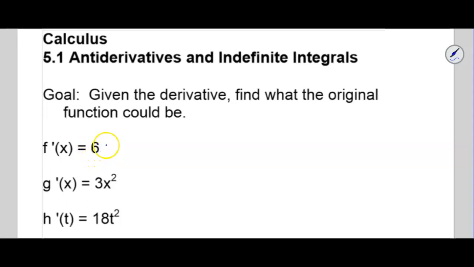If it's a constant, then you add x. So this right here, the original function, would actually be 6x plus c. And that c could be anything, any constant. Like for example, if I had 6x plus 7, when I take the derivative of this, it doesn't matter, it's still going to be 6. So that constant can be anything. You just put c to denote that it's a constant.